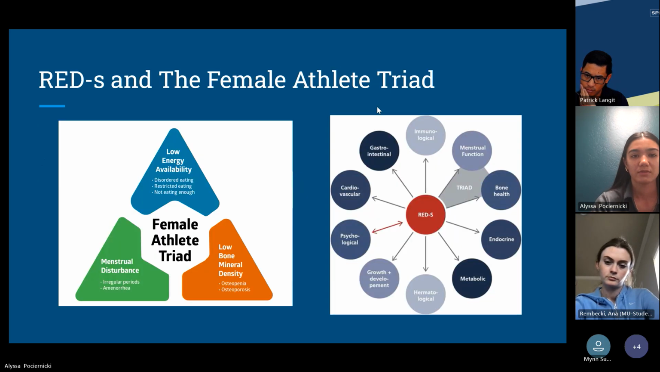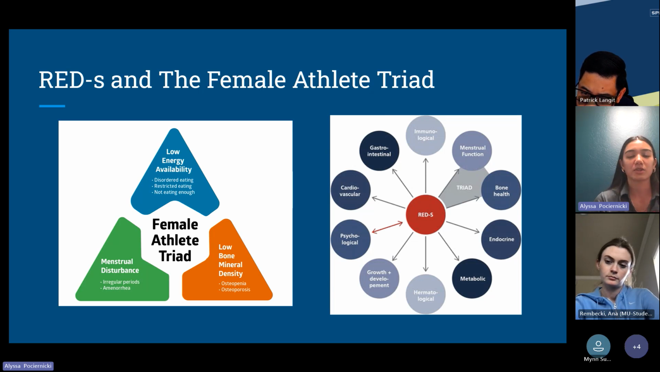Okay, so REDS and the female athlete triad, I wanted to do two visuals of it. On the left, you have the female athlete triad, and it has all three things that I talked about. That's what it was originally from 1992 to about 2014. This is the basis that we were working with as clinicians.